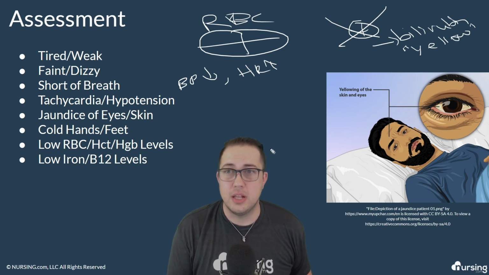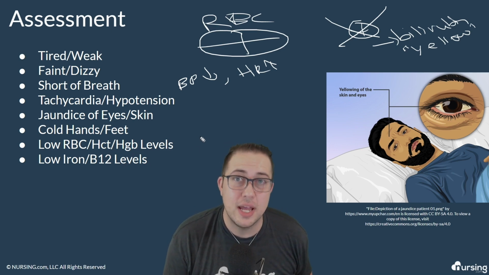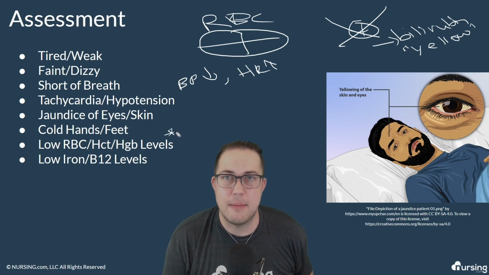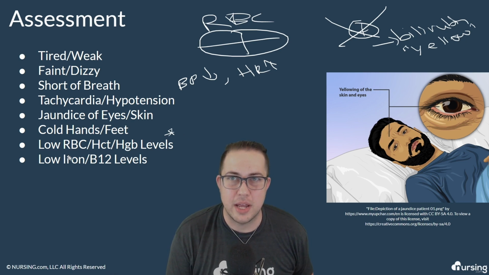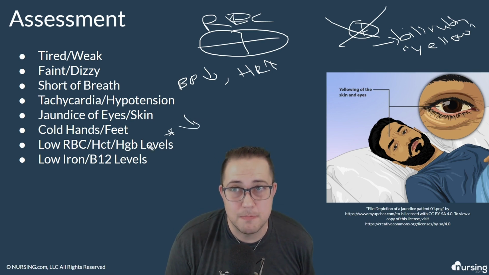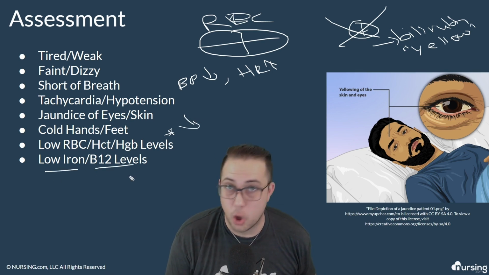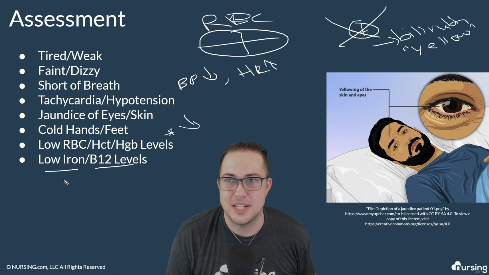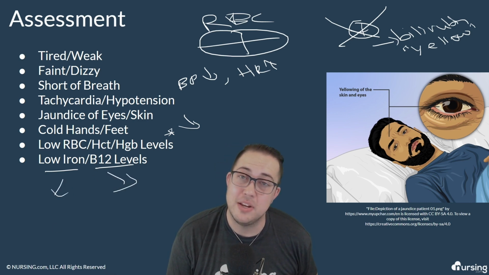Cold hands, cold feet, low red blood cells, hematocrit, hemoglobin levels, all of these lab values that are associated with anemia, right? Total red blood cells, hemoglobin, all are going to be decreased in patients with anemia. And also low iron, low B12 levels in instances such as iron deficiency or B12 pernicious anemia.